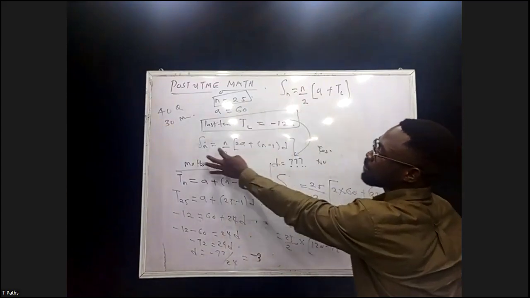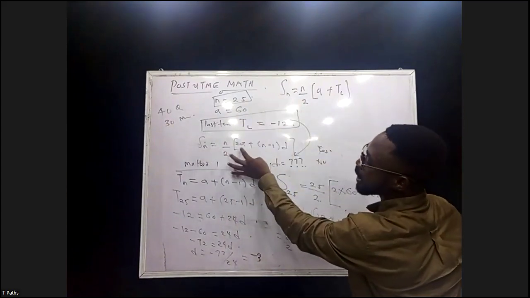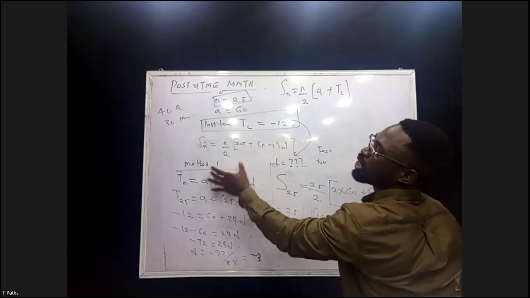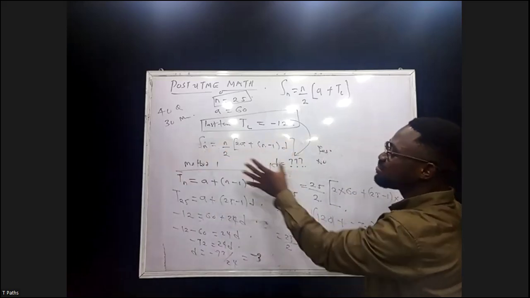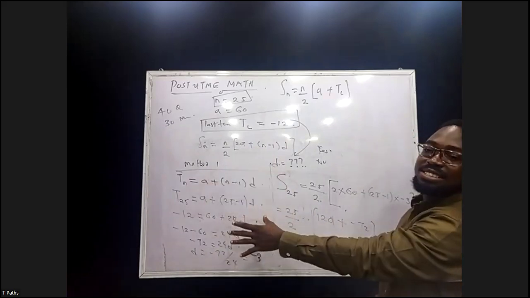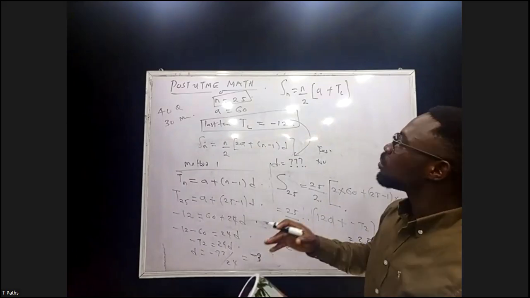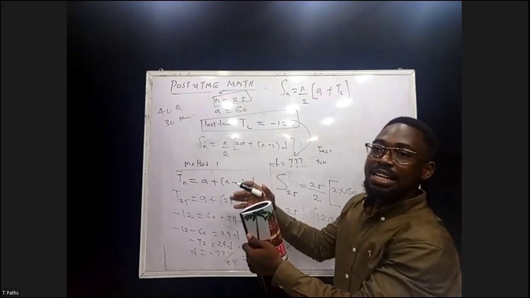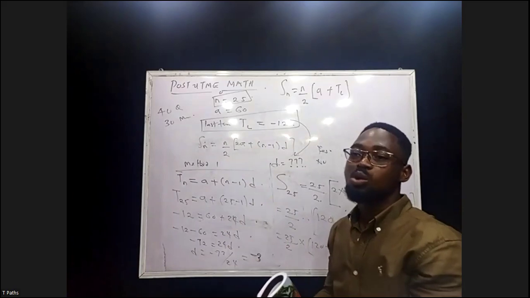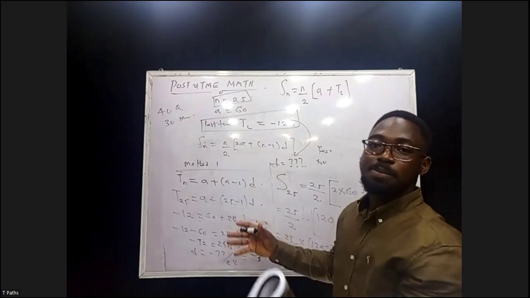The sum of an n-term is n over 2 into bracket 2a plus n minus 1 d. This is what everybody knows. This problem does not need you to start doing all of these things. When you do all of this, this is what differentiates somebody that is going to score 29, 30 in UNILAG Post UTME from somebody that will score 24. It is all about being smart.